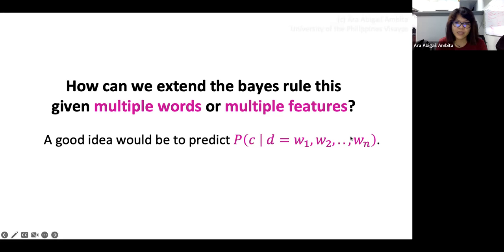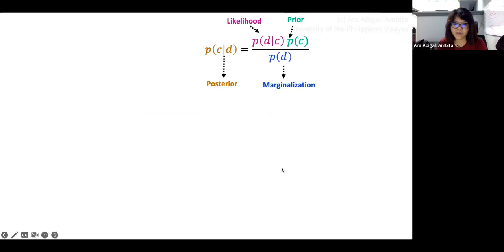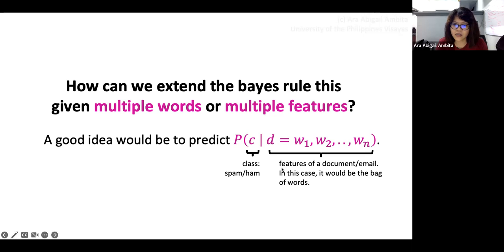Okay, so how can we extend the Bayes rule given multiple words or multiple features? The good idea would be to predict P of C, or the probability of C being spam or ham, given a set of words W sub 1, W sub 2 until W sub n in the document. Okay, and then C is the class, which could either be spam or ham. And then D is the features of a document or the email. So in this case, it would be the bag of words.